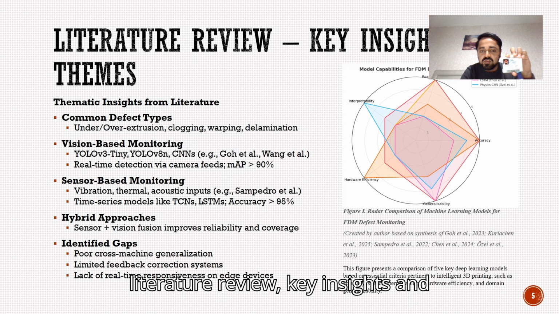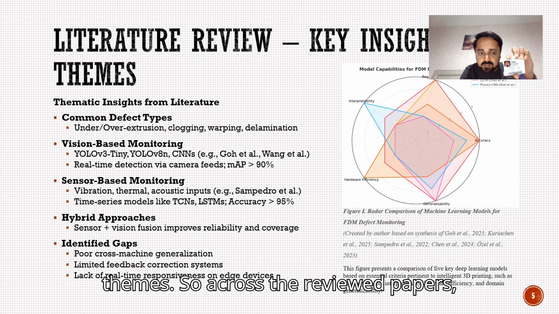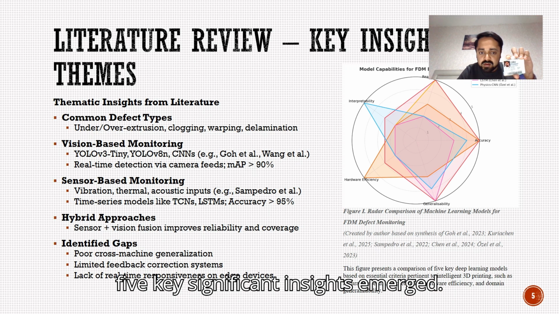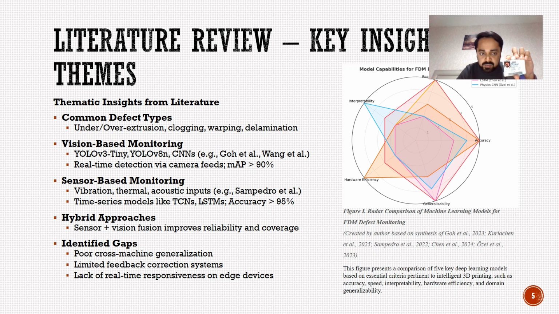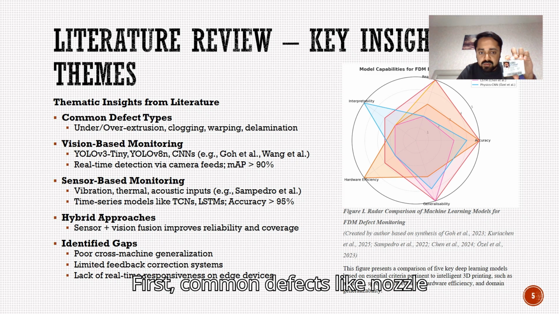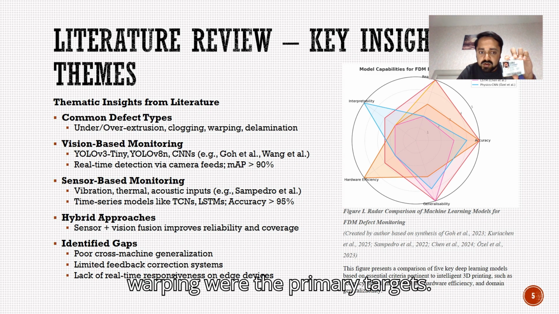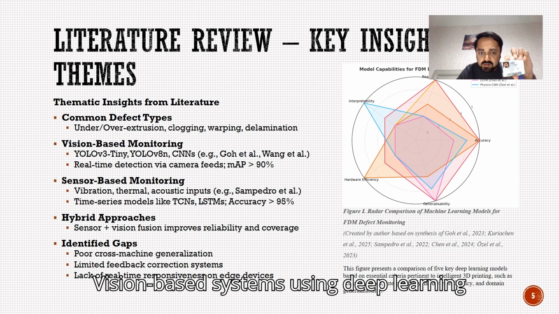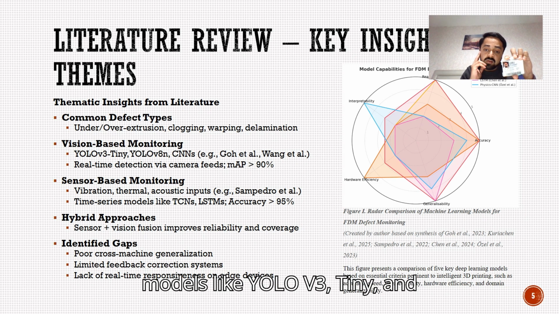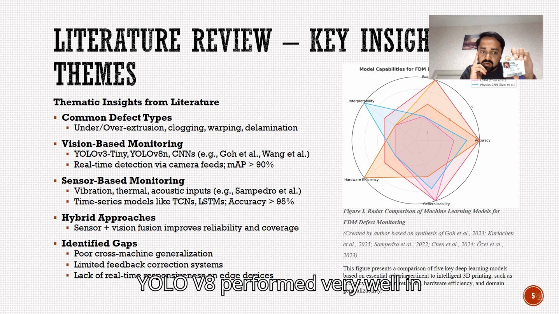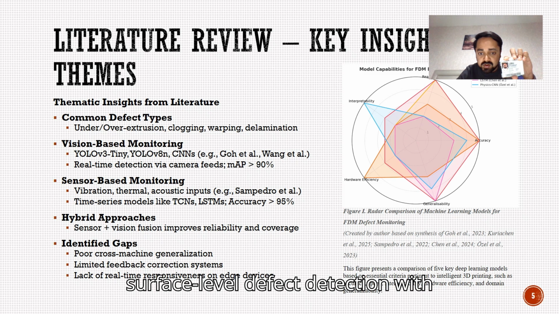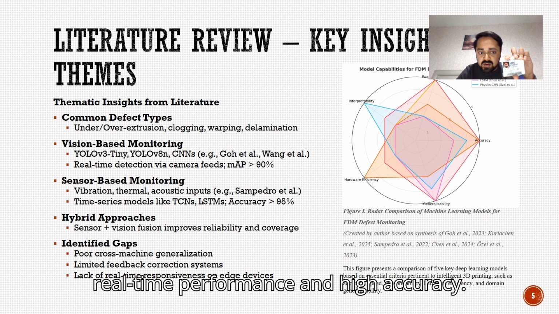These categories structure the basis of my full literature review. Next up, we have literature review, key insights, and themes. So, across the reviewed papers, five key significant insights emerged. First, common defects like nozzle clogging, over or under extrusion, and warping were the primary targets. Vision-based systems using deep learning models like YOLO V3 Tiny and YOLO V8 performed very well in surface level defect detection with real-time performance and high accuracy.